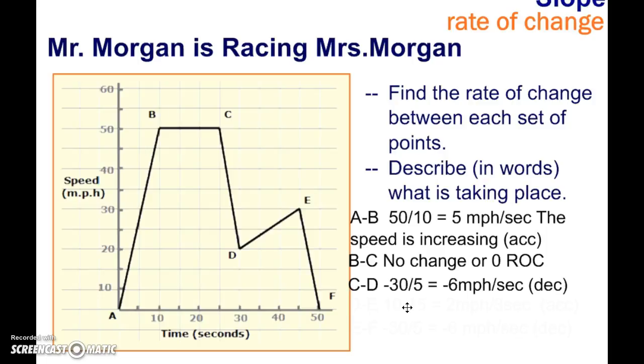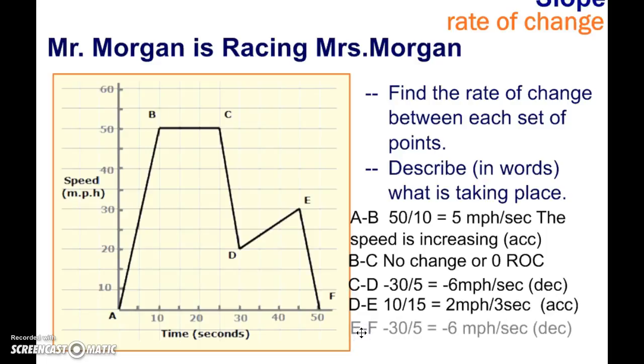You're decreasing again. And D to E, you're increasing there. And we have an increase of 10 in 5 seconds. So it's 2 miles per hour per second. Again, you're accelerating. And finally, E to F, the race must be over. They go down 30 in 5 seconds, and that would be negative 6 miles per hour per second. Again, they are decreasing.